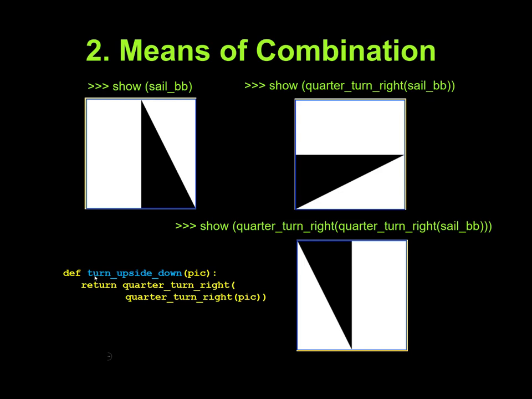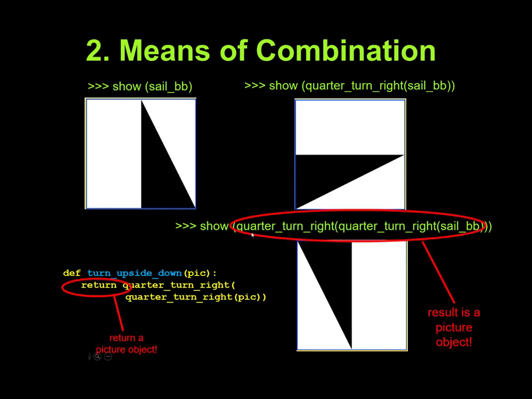So this is turn upside down. We can abstract this out to be a function that returns quarter turn right of a particular picture, and we name this turn upside down of a picture. The result of applying quarter turn twice to a picture is also a picture, and this function returns a picture object.